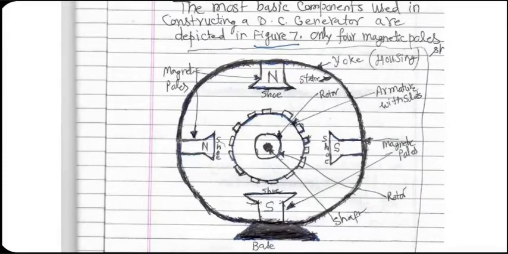For very small generators, maybe you will not need field windings at all, because the natural magnets can produce enough magnetic flux for you. But for most practical cases, it's not sufficient. You have to have electromagnets. So in addition to armature windings, you will also see field windings in a typical DC generator.